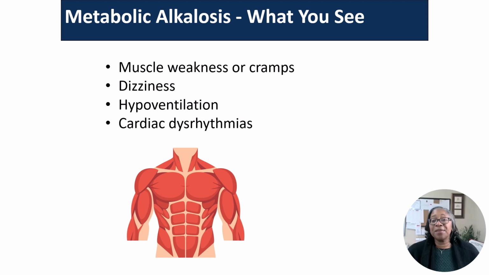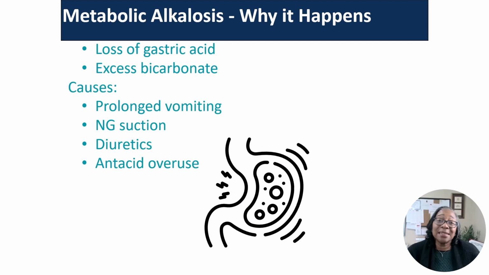And lastly, with metabolic alkalosis, the body has lost acid or gained base. So when you're looking at the ABG, you're going to see a high pH and a high bicarbonate. And your patient is going to exhibit weakness, muscle cramps, hypoventilation, dizziness, and cardiac dysrhythmias. Remember, with metabolic alkalosis, the lungs are going to try to compensate by breathing slowly to try to retain that CO2. So, why does this happen?